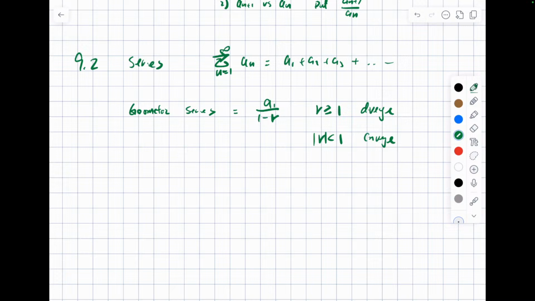What'd you say? 0 R1, but the value is the same thing. Yeah, absolute value, yeah. So telescope.